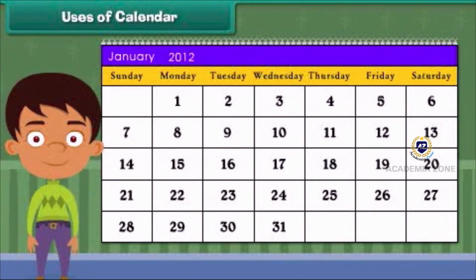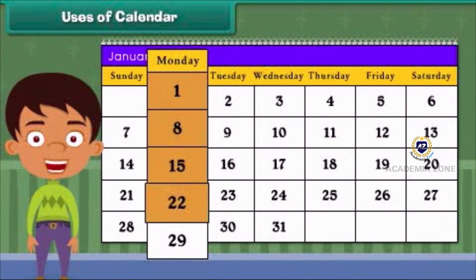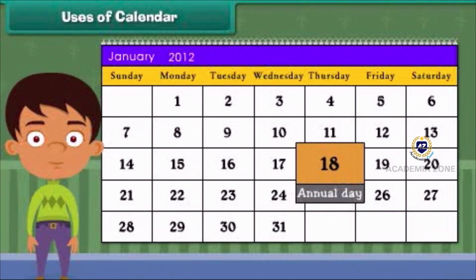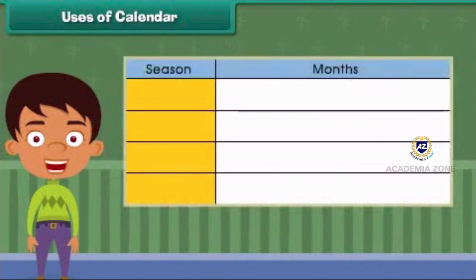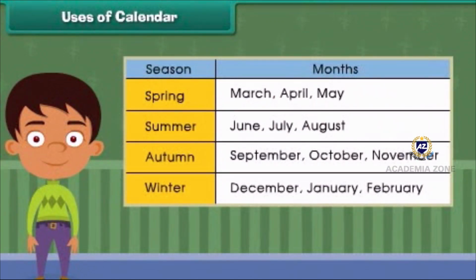Uses of calendar. Can you tell any uses of calendars? Calendars are used to identify days, to record an event, to manage personal schedules, to identify season changes.